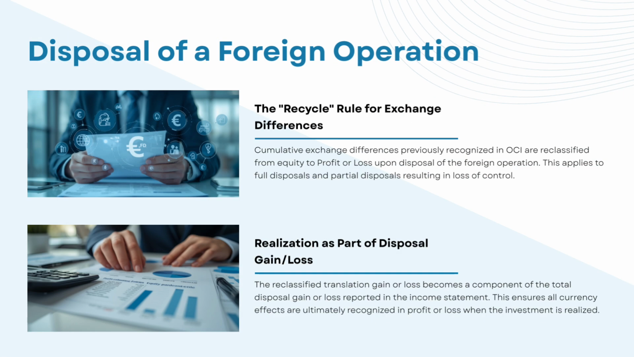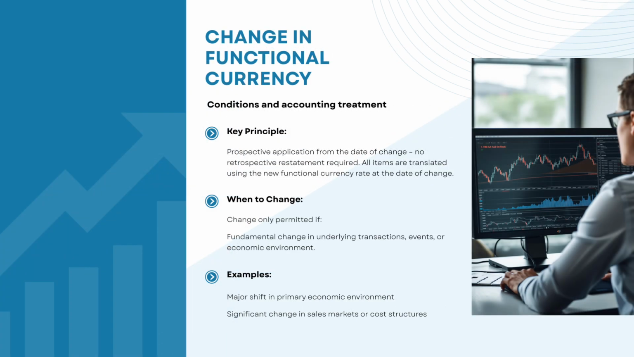What happens to that equity reserve when you sell the business? IAS 21 features a recycle rule. When you dispose of a foreign operation, the cumulative exchange differences previously hidden in OCI are reclassified, or recycled, into the profit or loss. It finally hits your bottom line as part of the total gain or loss on the sale.